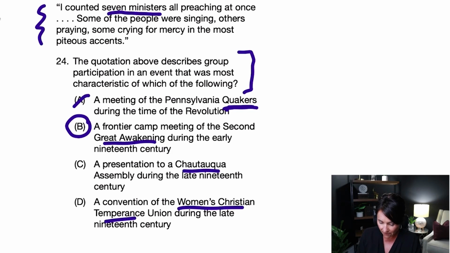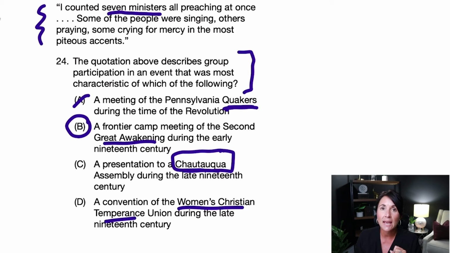Now Quakers are a little more subdued. If you know about the Quakers, they're more of a subdued bunch, and they're probably not going to be crying for mercy in piteous accents, singing and yelling and all of that. So I'm going to cross off A. Chautauqua, it's kind of interesting because I actually had to do a reading passage for that for one of my other books, and that's how I know about Chautauqua. It goes to show you, the more you read, the more you know about things.